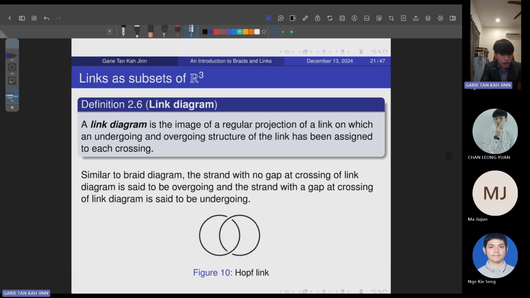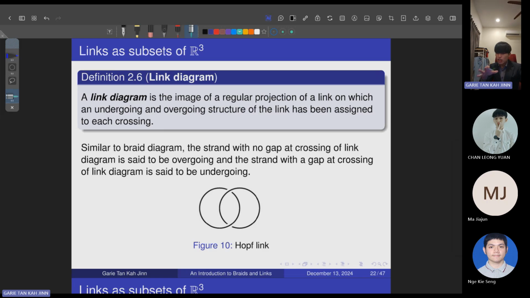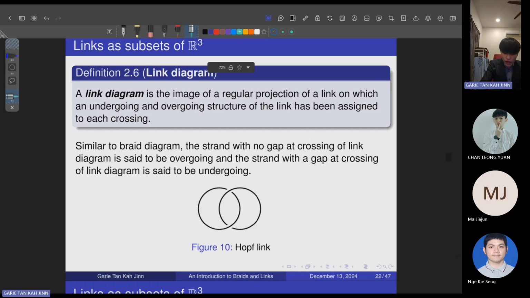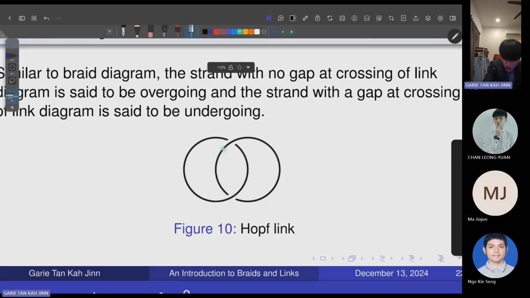Then the link diagram is just the image of a regular projection of a link. So I take a link, I do regular projection, and this regular projection keeps the overgoing and undergoing structure. For example, here, this is overgoing, this is undergoing, so I know which strand is above and below. If a projection does not preserve this data, it will be something like this, then I do not preserve any data. I don't know which one is above, which one is below.